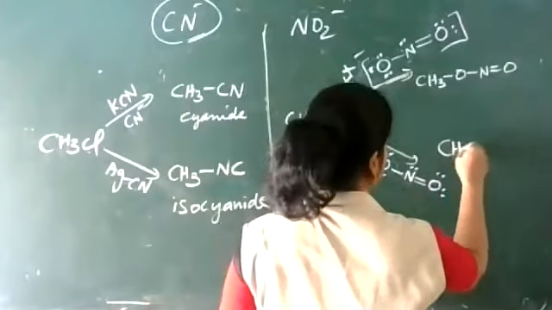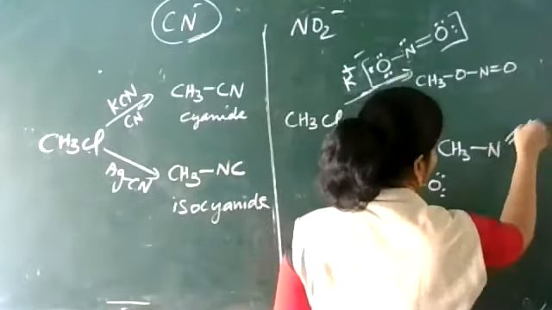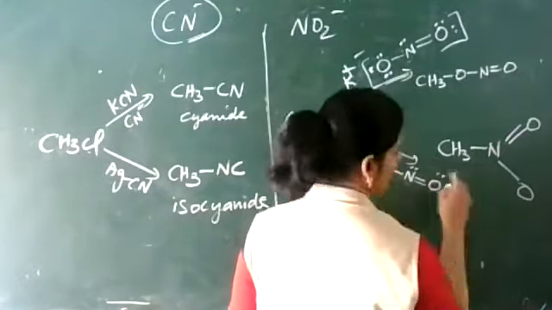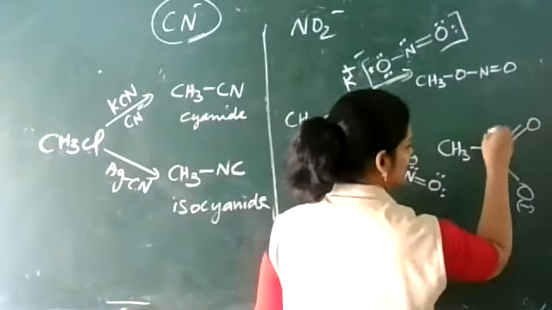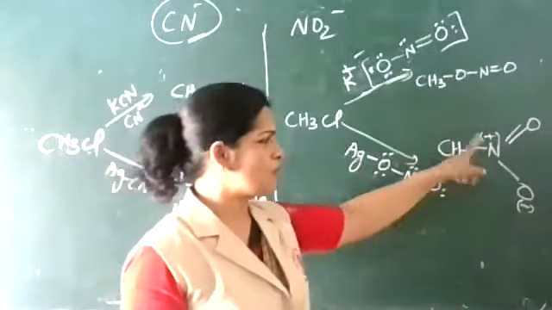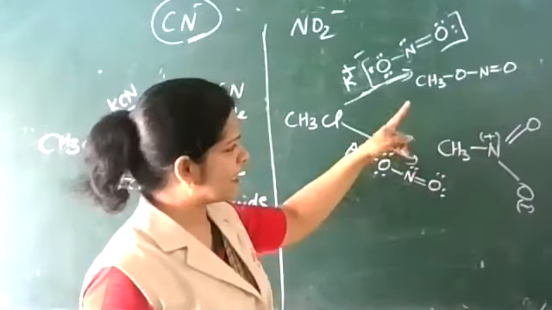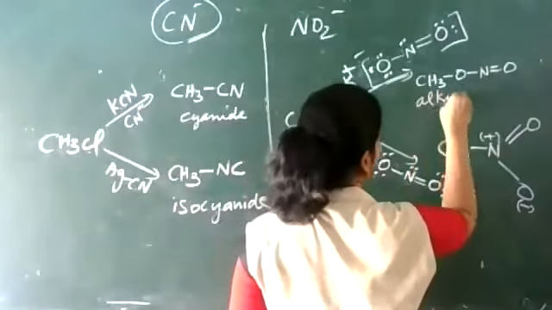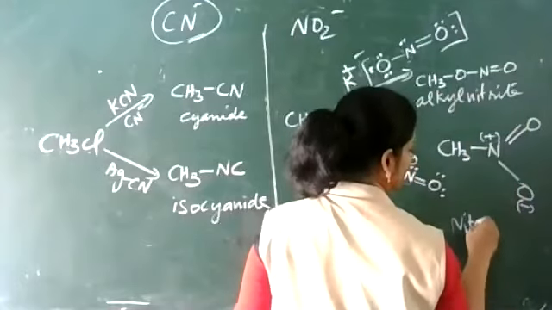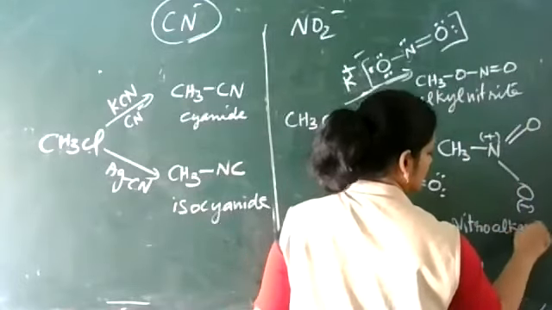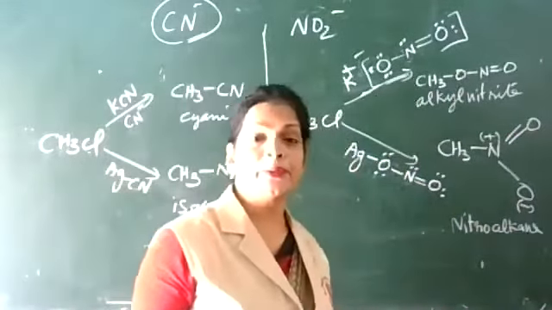So CH3, then nitrogen will be making a bond with N, double bond O. Here O, slowly this will be breaking and coming. Here O minus, like nitrogen is having already a plus sign because around nitrogen there are 4 bonds. So that one is alkyl nitrite, while this is nitroalkane.